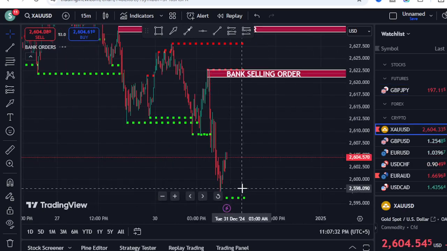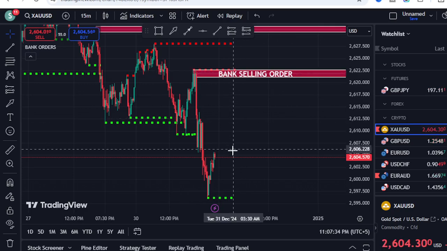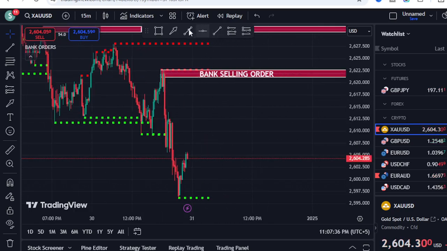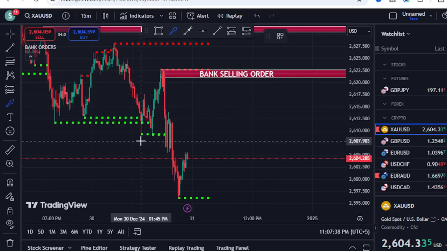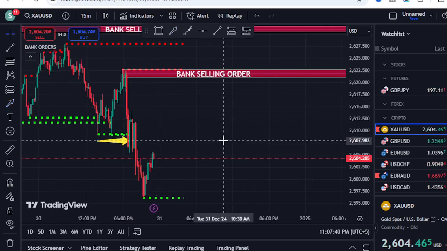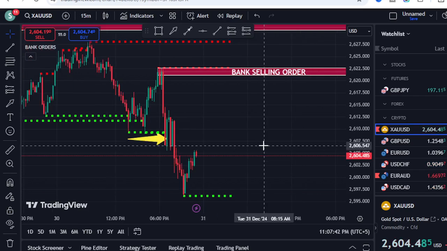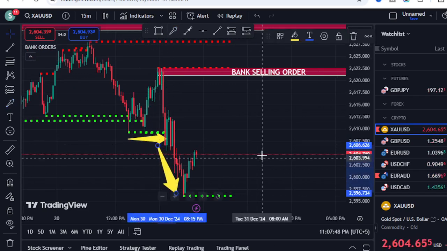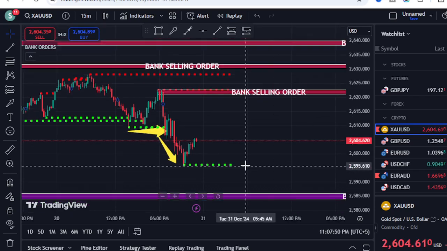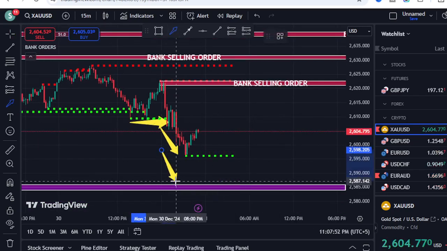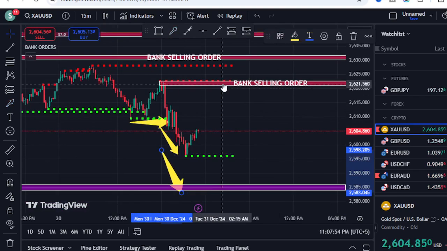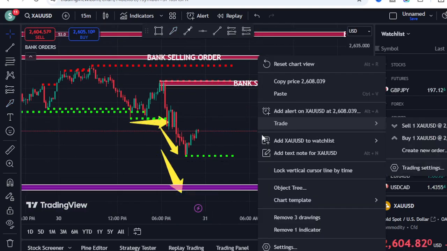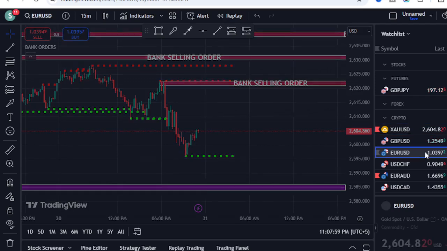If we go to gold trading, then you can see it already rejected from the bank selling level, and then it closes below the dotted green line. And when any candle closes below the dotted green line, it represents the weakness of the market, and the market can go further in the downward direction. In that case, you can make a profit in between the bank selling order and the bank buying order. Okay, so this is a fantastic indicator.